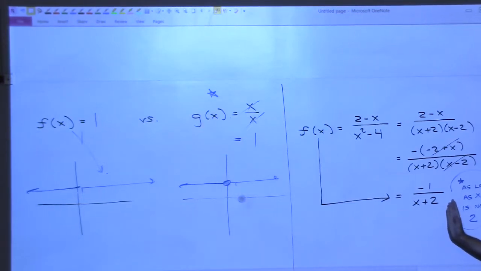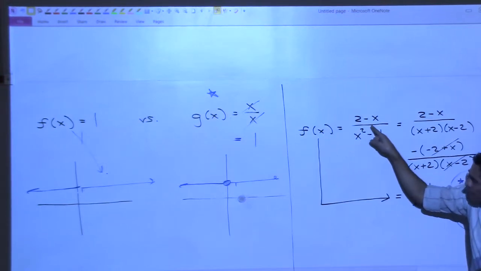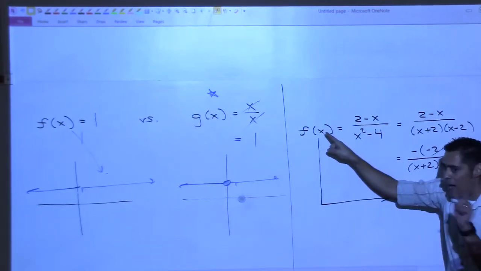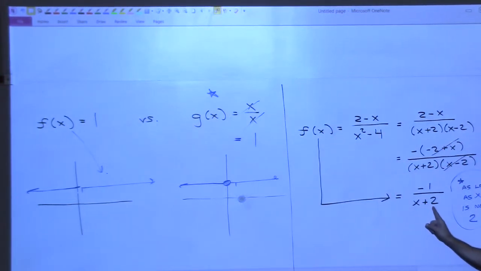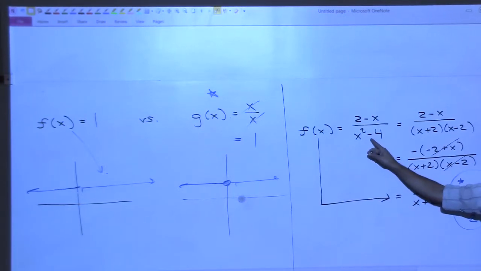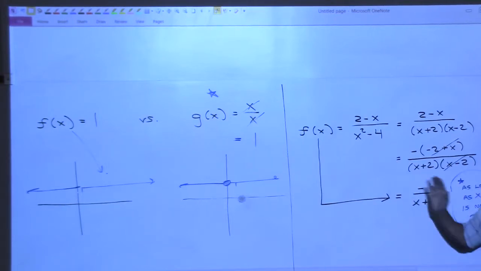I'm allowed to do this. What I'm trying to get you to see is that this function here is not identical to this function. Because if you graph this, it would not have a hole, as opposed to this one, which did have a hole. You okay with that? So, is that a problem?